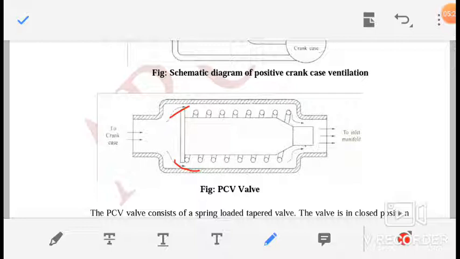So this is the PCV valve, and this is how it operates for removing the pollutants, or blow-by gases, from the crankcase. In the last video we discussed how the blow-by gases create problems inside the crankcase. That can be avoided by using this valve, that is, the PCV valve.